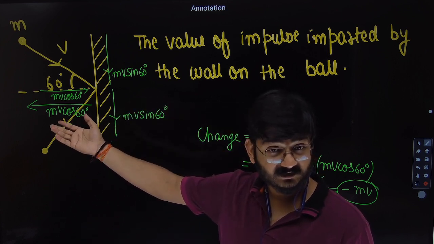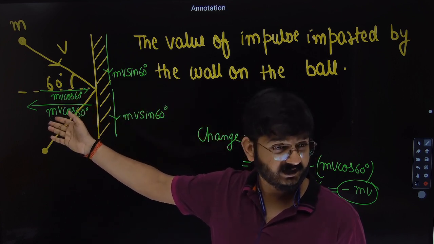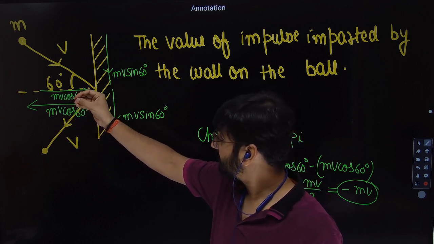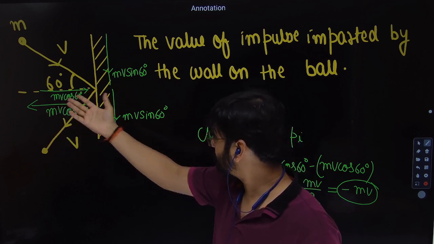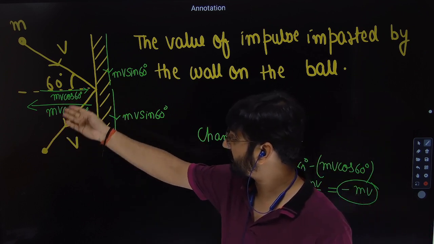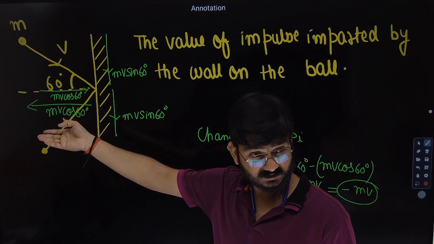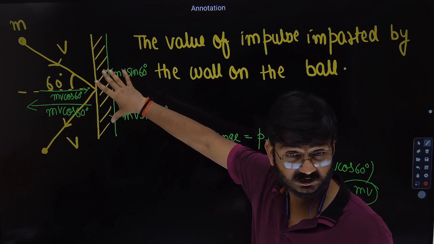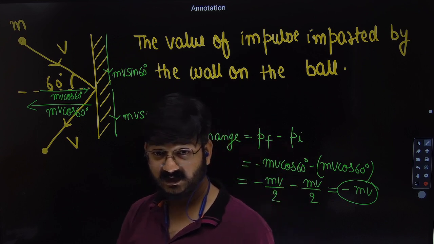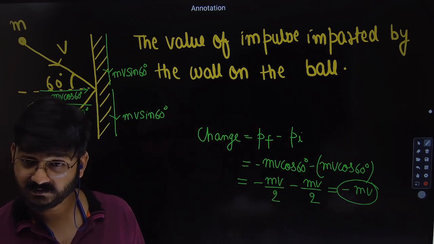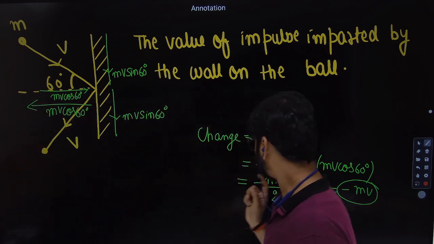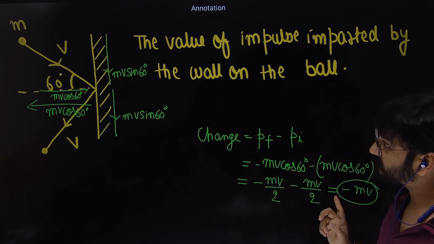Can we do this without writing? Yes, we can. If you can imagine this component thing, there is no requirement to write it down. You can directly say minus, minus, plus, and there is no impulse along the wall. Is the funda clear? Anyone having doubt? Okay. So this is the impulse, minus mv.